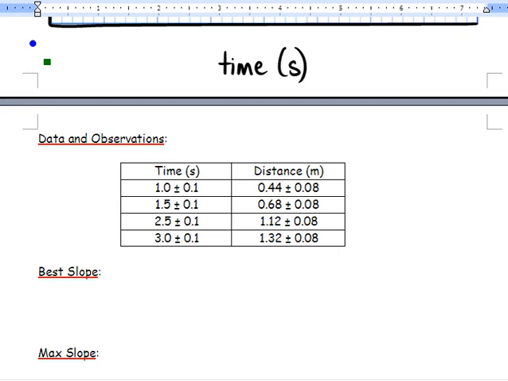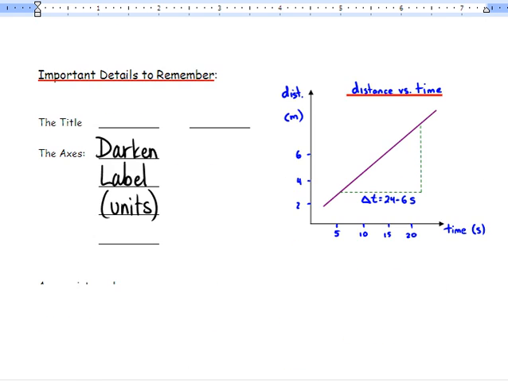And then we need to label the y-axis. Let's call it distance. Again, leave yourself some room to put numbers in there. And the distance was measured in meters. So we've darkened the axes, we've labeled the axes, we've included units on those axes, so that's great.